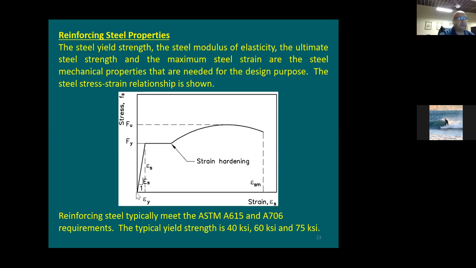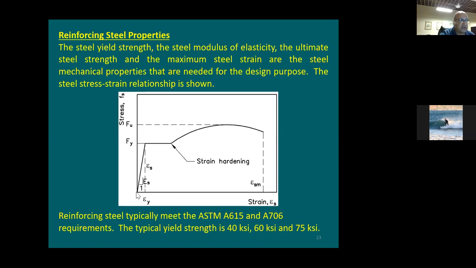So I'd like to keep the strain between this point and this point. For the stress, if I keep the strain from here to there, the maximum stress I'm going to be able to use for the reinforcing bars is going to be 60 ksi. So my maximum stress, if I'm doing any analysis here, is going to be 60 ksi. Why 60? Because it's the common value. If you have different rebars, of course, it's going to be 75 ksi.